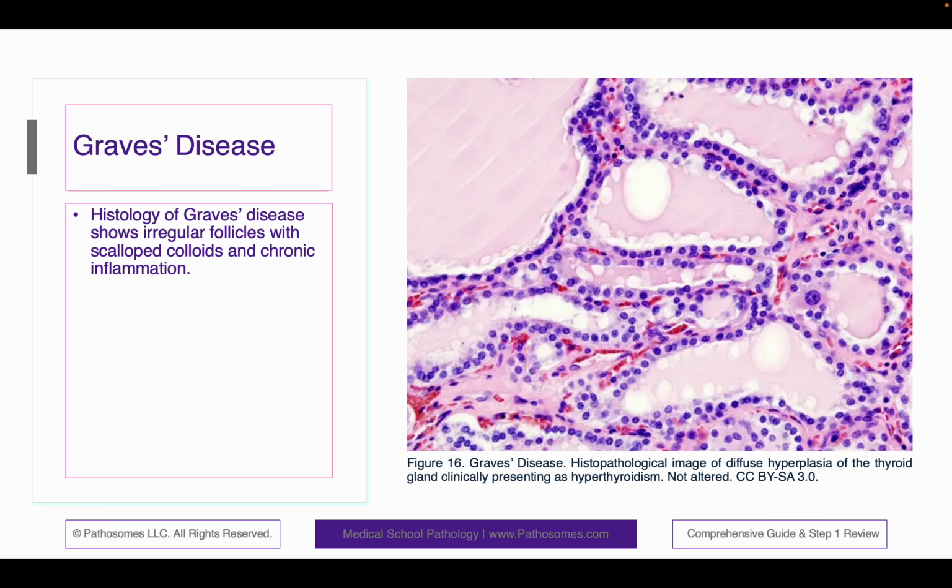Now here we have the histology of Graves' disease, showing irregular follicles with scalloped colloids and chronic inflammation. Now you can't really see the chronic inflammation here, but I'll be sure to point it out for you.